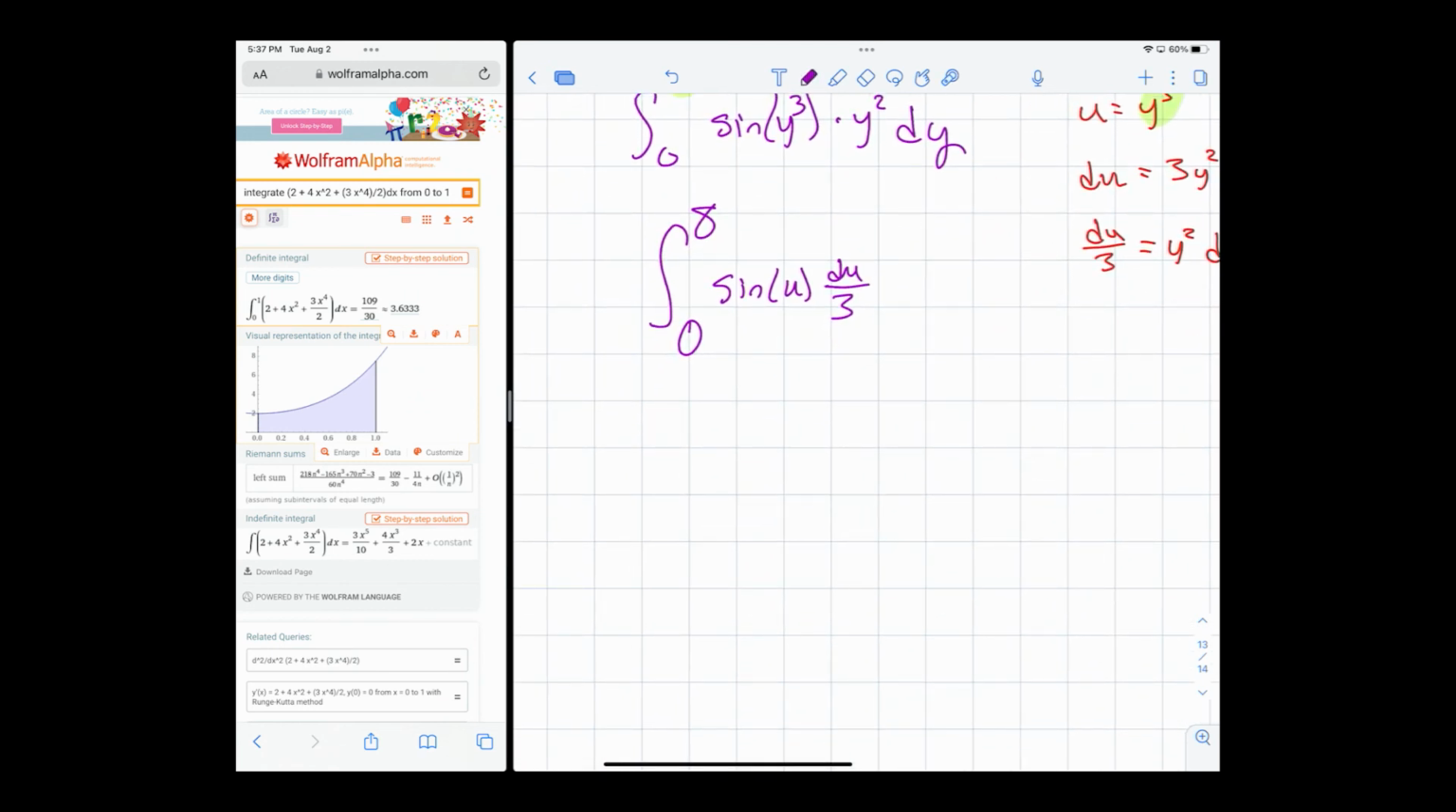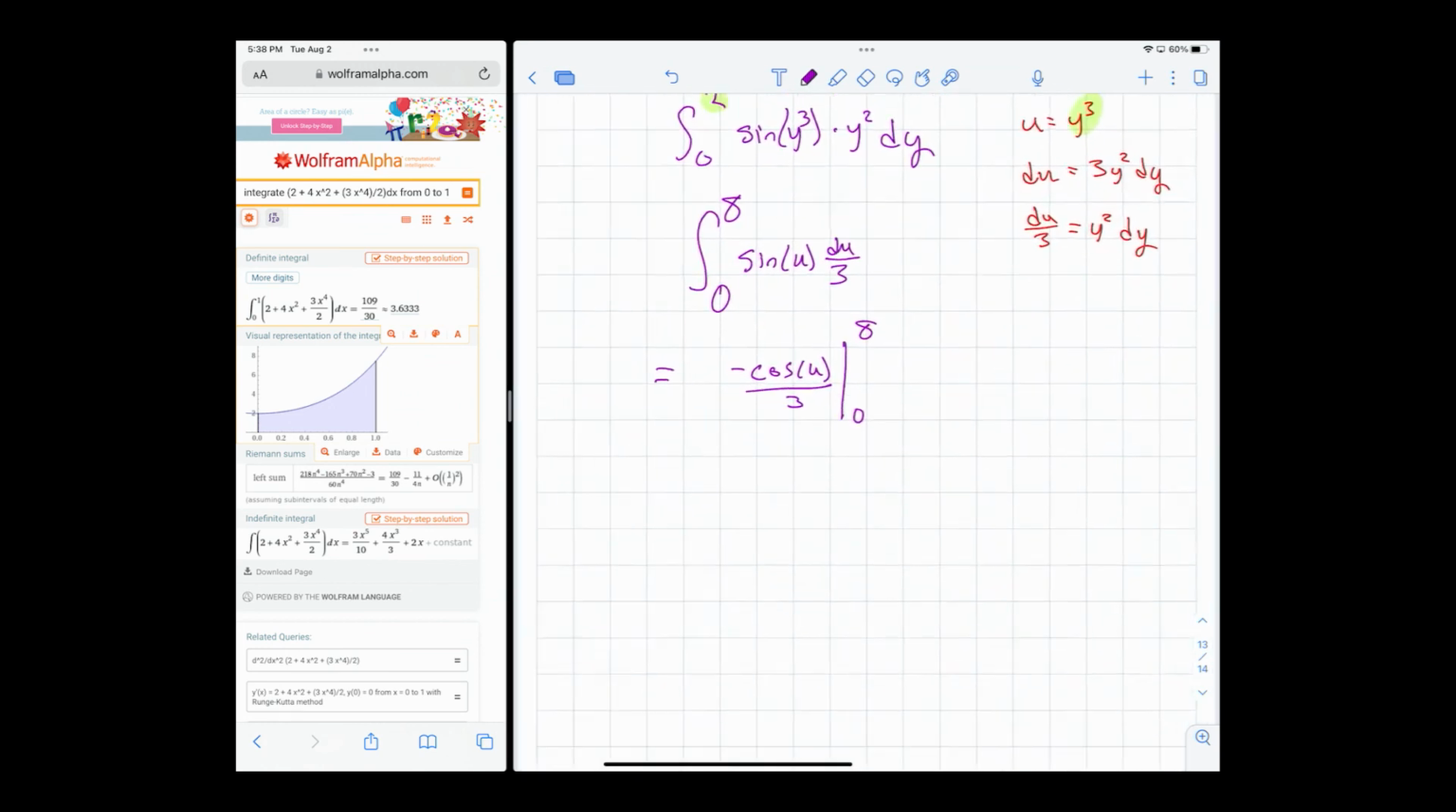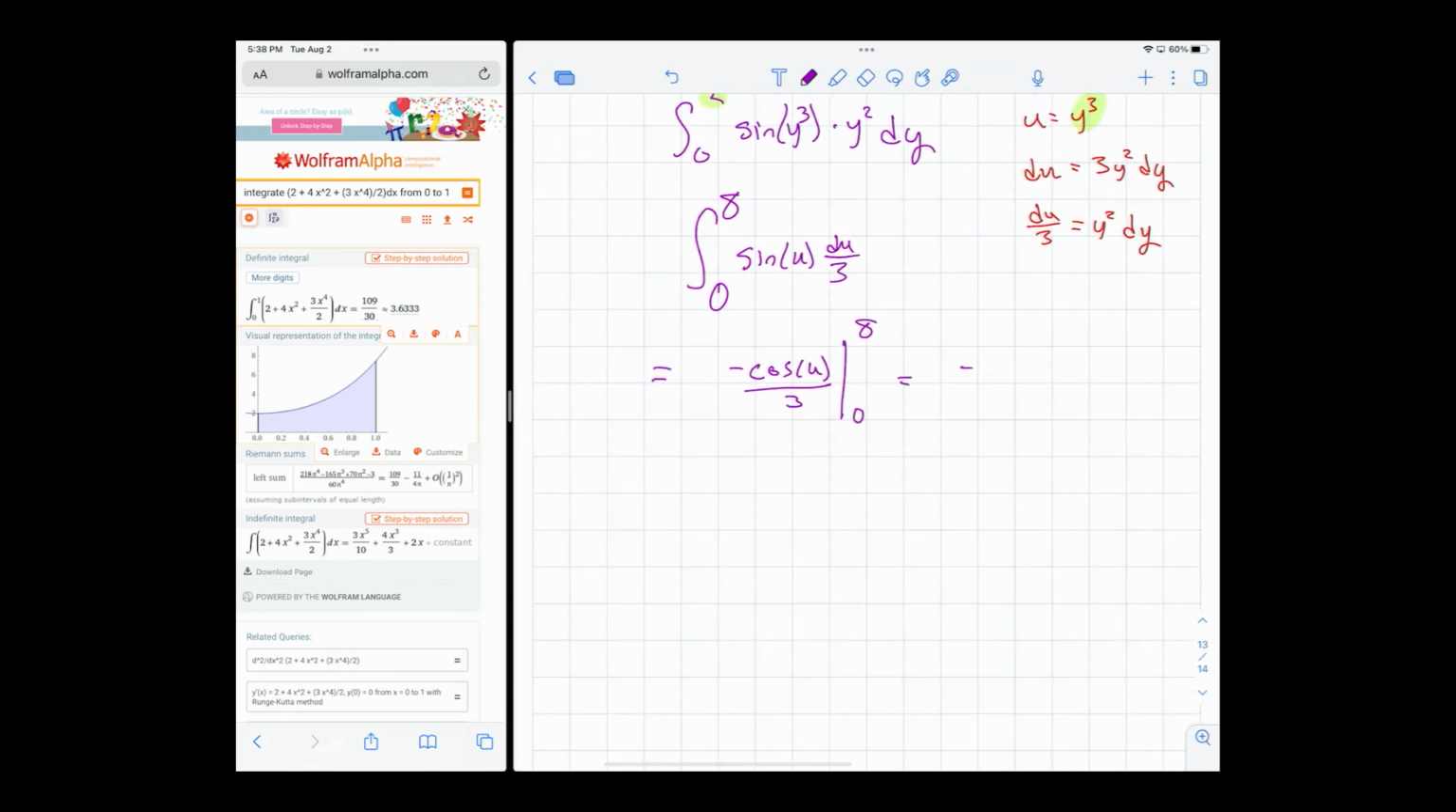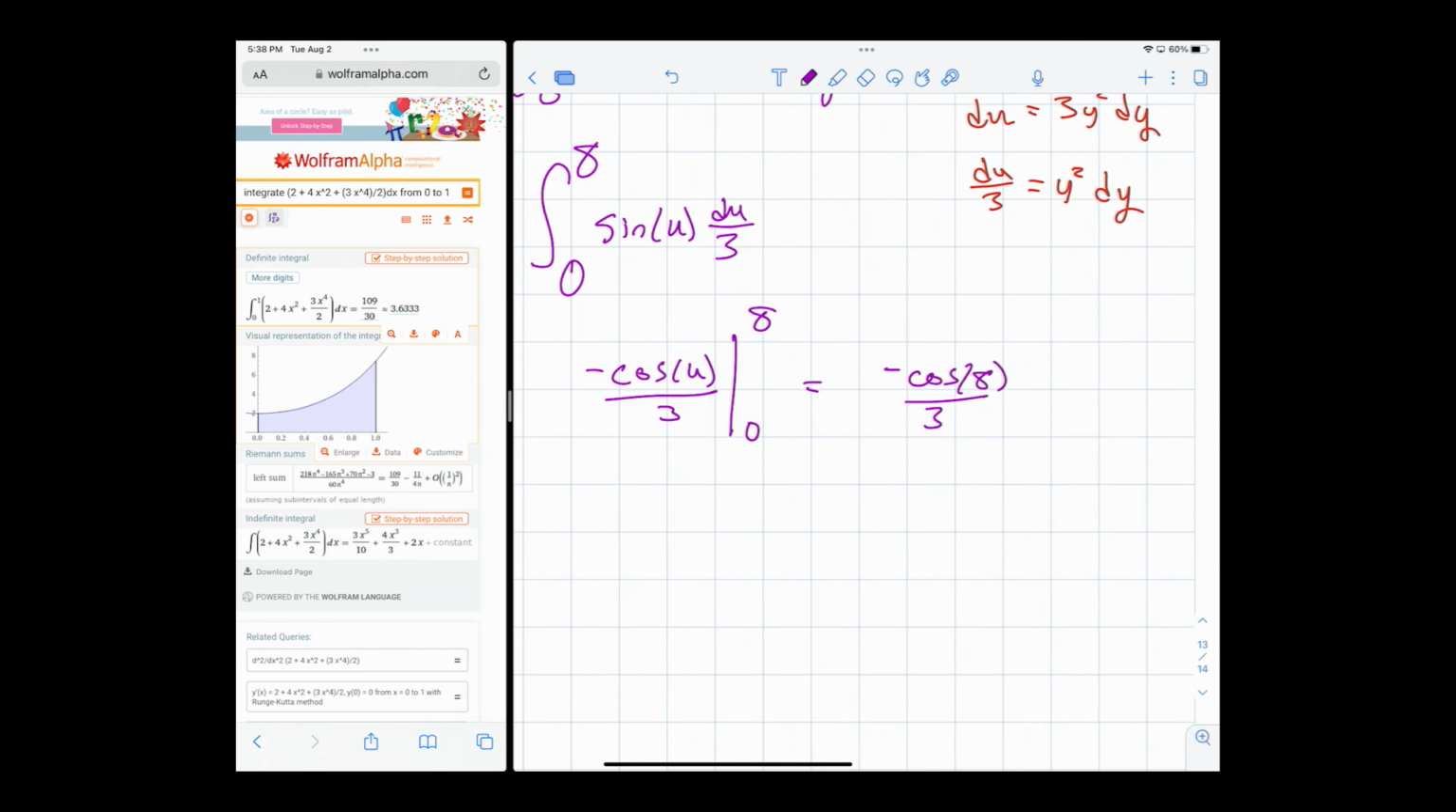So we need this integral. Of course, the antiderivative of sine u is going to be negative cosine. So we have negative cosine u over 3 from 0 to 8. So we have negative cosine 8 over 3, minus a minus will be plus cosine 0 over 3. So what do we end up with? We end up with 1/3 minus cosine 8 over 3 for our answer.